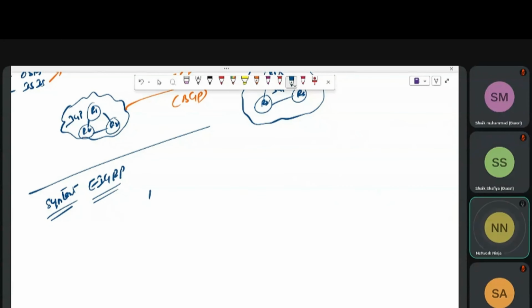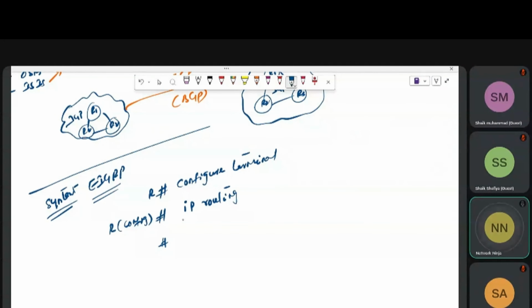First, you need to go into the configure mode, right? Configure terminal. Once you enter into the configure terminal, like router config, here you need to type the IP routing to enable the routing process.